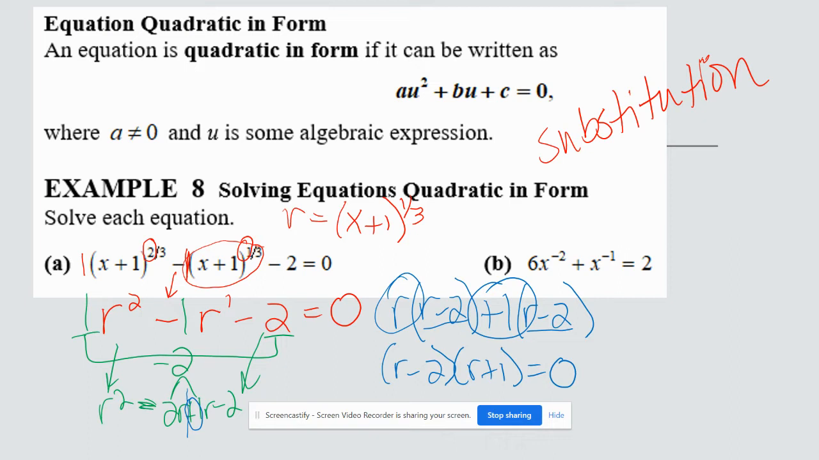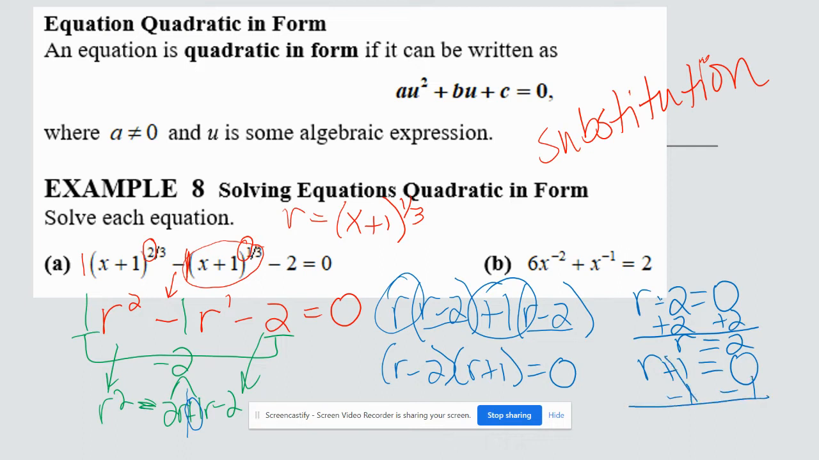From here, we're saying that these two factors, r minus 2, set it equal to 0. r plus 1, set it equal to 0. Solve for r. The opposite of subtracting 2 is adding 2 to both sides. So we have r is equal to positive 2. The opposite of adding 1 is subtracting 1 to both sides. And we have r is equal to -1.